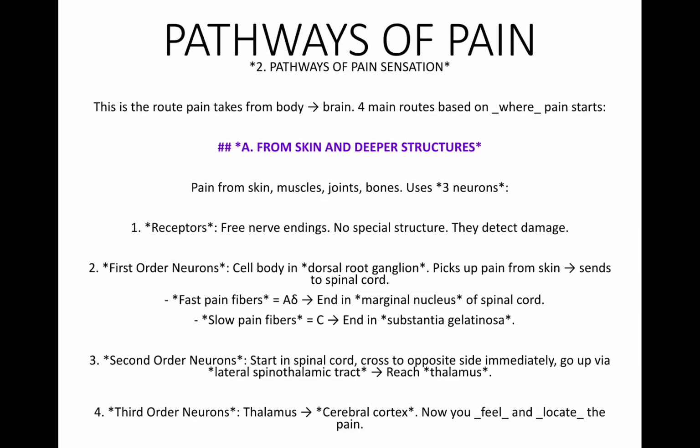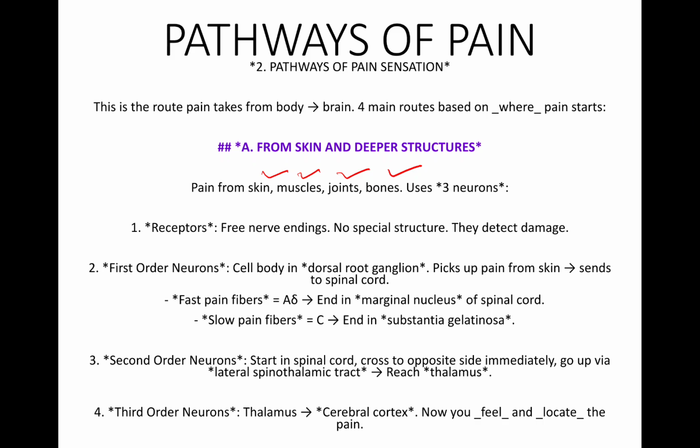Now, pathways of pain. This is the route pain takes from the body, which is the skin or organ, to the brain. So there are 4 main routes based on where the pain actually starts. In the first, we'll be talking about the pain which starts from the skin and deeper structures, which is from skin, muscles, joints, bones, etc. They use 3 neurons.